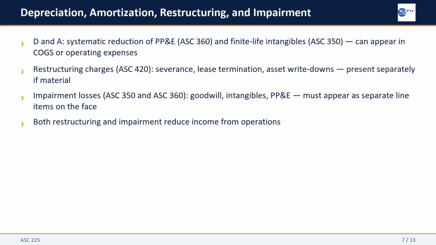Four expense types deserve special placement attention. Depreciation and amortization, the systematic reduction of PP&E and finite life intangibles, can sit inside COGS, inside operating expenses, or appear as a separate line depending on how the entity structures its presentation. Restructuring charges under ASC 420, severance, lease terminations, and asset write-downs from exit activities, must be presented separately when material. Impairment losses on goodwill, intangibles, and PP&E go even further. They are required to appear as separate line items on the face of the income statement.